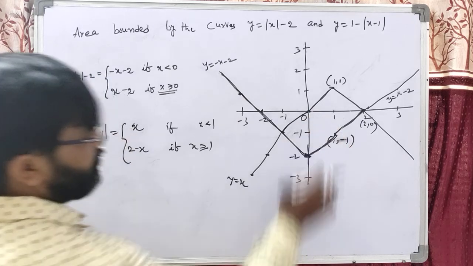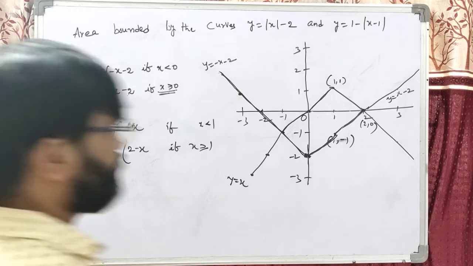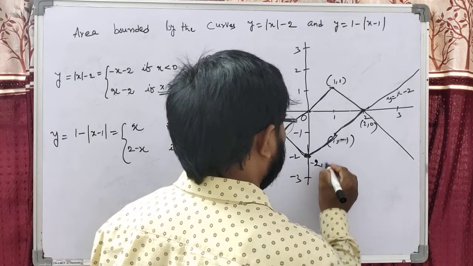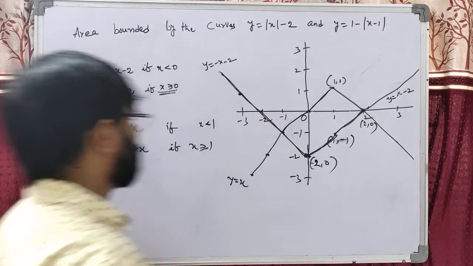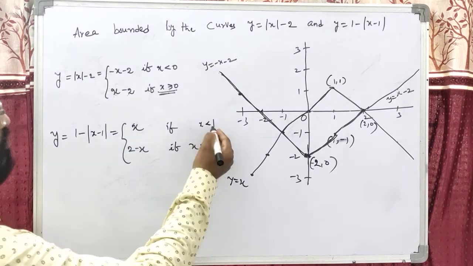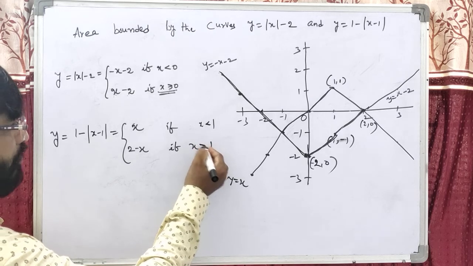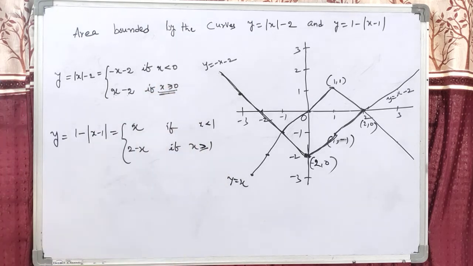Okay students, so now is it clear? This is the point (-2, 0). Is it clear students? What about this one? When we take x less than 1, equal to, anywhere you have to take this one. Any point of view, undoubtedly we can put in equal also.